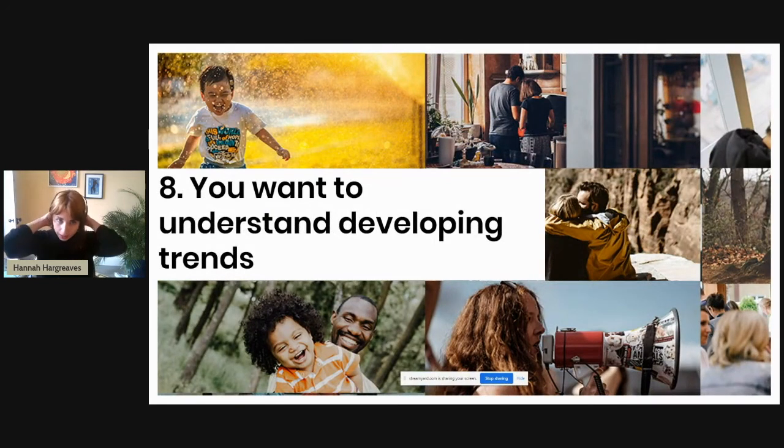Okay, area number 8 is when you want to understand developing trends. Social is great for this because it gives us that really broad, macro, up to the minute view of how consumer behaviors and attitudes are changing. If you think about it, there's thousands, if not millions of posts being shared on social every minute. So it's always on and it's very reflective of what consumer priorities are right now, which can obviously be quite hard to replicate with primary unless you're doing very regular research.